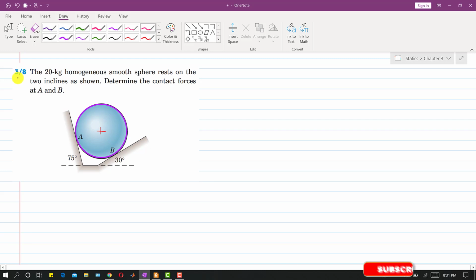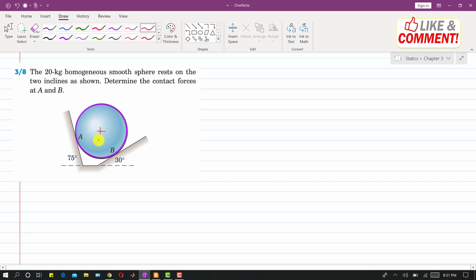I am going to solve this problem 3.8. In this problem it is said that the 20 kg homogeneous smooth sphere rests on the two inclines as shown. So this is that homogeneous sphere and it has a mass of 20 kg, so its weight will be 20 times 9.81. It is said to determine the contact forces at A and B.